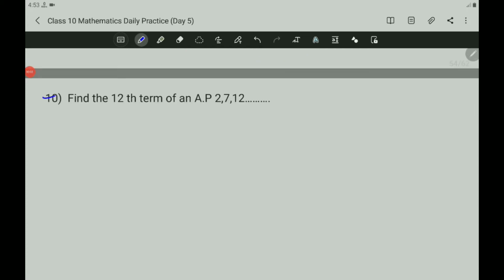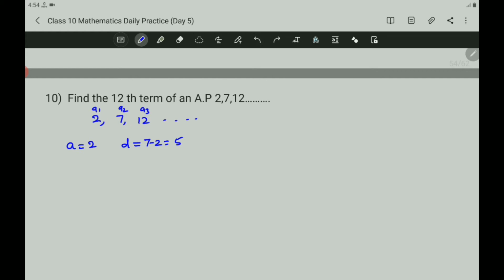Now the 10th question. Find the 12th term of the AP 2, 7, 12, and so on. So you write that progression 2, 7, 12, and so on. And write the value of a, that is the first term. This is a1 first term, a2 second term, a3 third term. So you write a. a is the symbol of the first term, that is the first one is 2. So you write a equals 2. Then d is the common difference, that is the difference between consecutive terms. So you can write a2 minus a1, that is 7 minus 2 equals 5, second term minus first term.